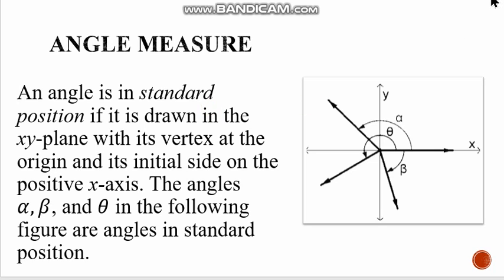An angle is in standard position if it is drawn in an xy plane with its vertex at the origin of the circle and its initial side on the positive x-axis. So the angles alpha, beta, and theta are examples of angles in standard position. Here the angle alpha is positive, and it is in standard position because the initial side is on the positive x-axis.